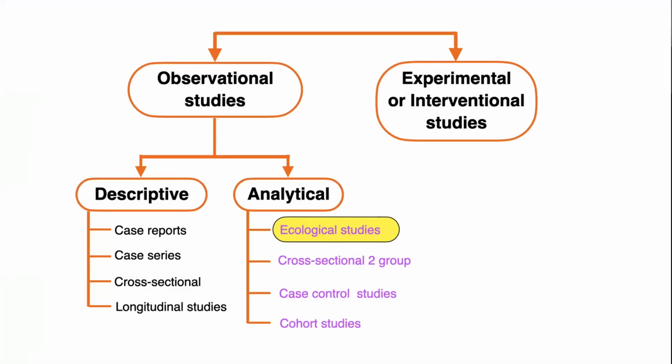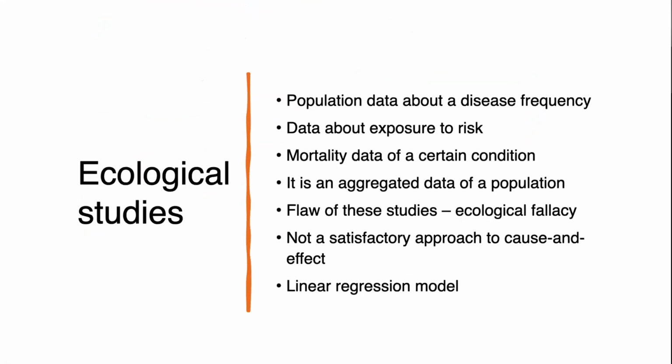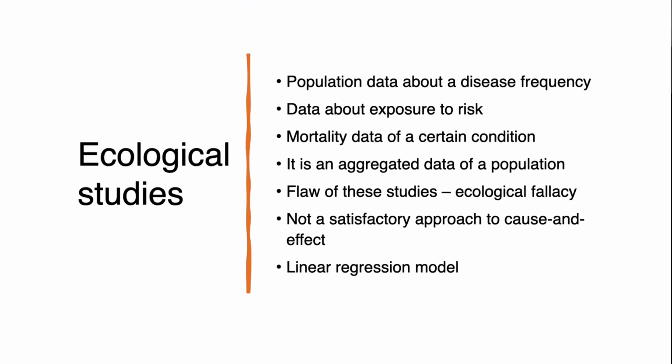Observational studies are further divided into descriptive and analytical studies. I'm going to describe in detail the various types of analytical studies. First of all, analytical studies involve medical statistics, whereas descriptive studies do not. Analytical studies are further classified into ecological studies, cross-sectional two-group studies, case control studies, and cohort studies. Now I'm going to talk about ecological studies, which are the beginning point of the analytical studies.